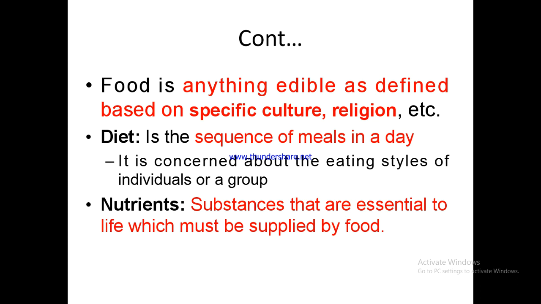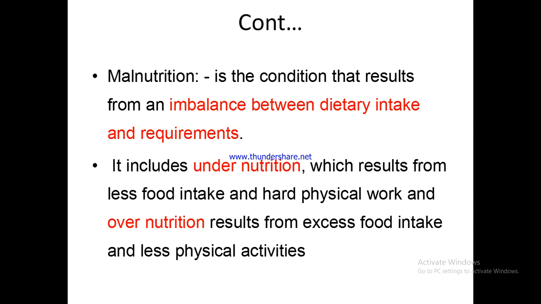Diet is the sequence of meals in a day. Mostly it is concerned with the eating styles of individuals or a group, because it is just what we eat per day. Nutrients are substances that are essential to life, and they have to be supplied by the food that we eat.